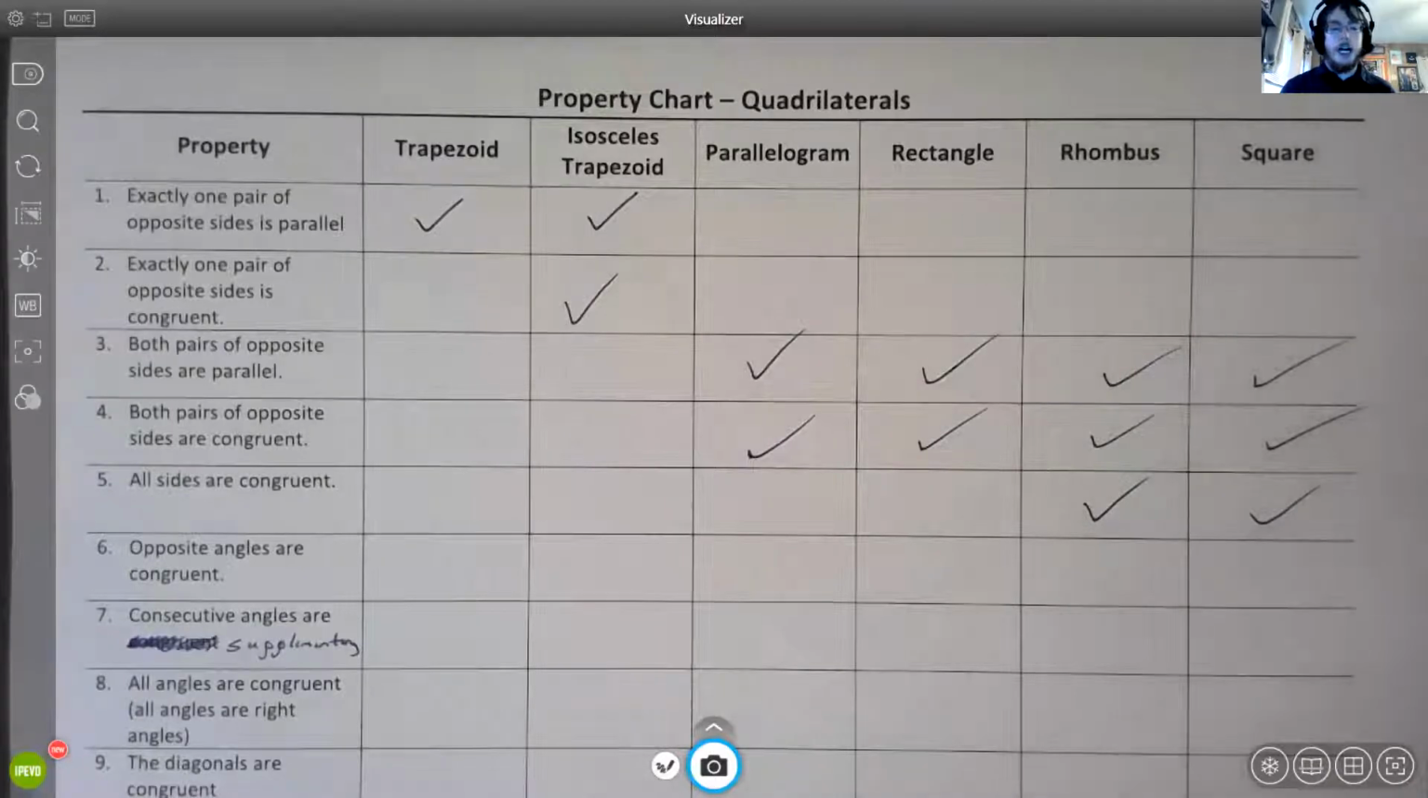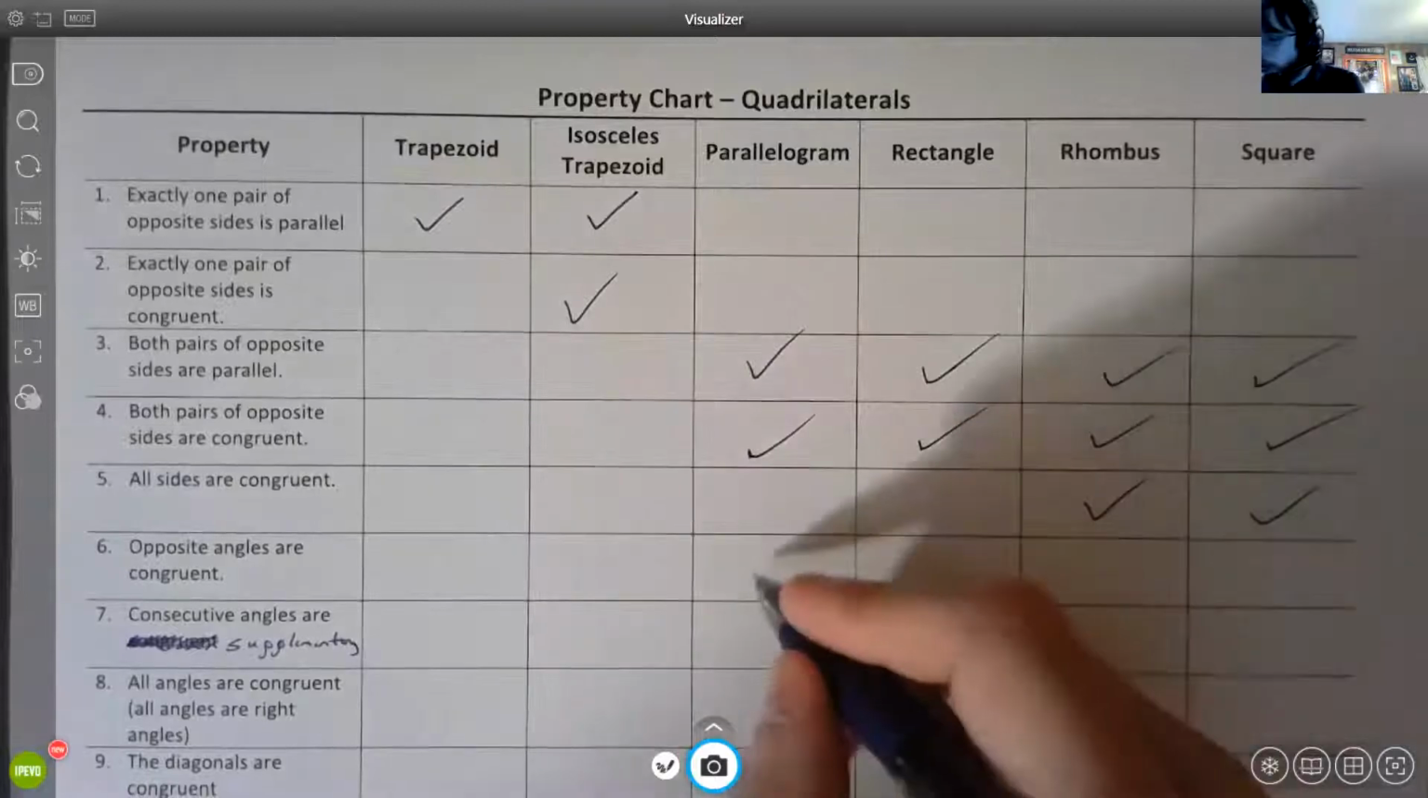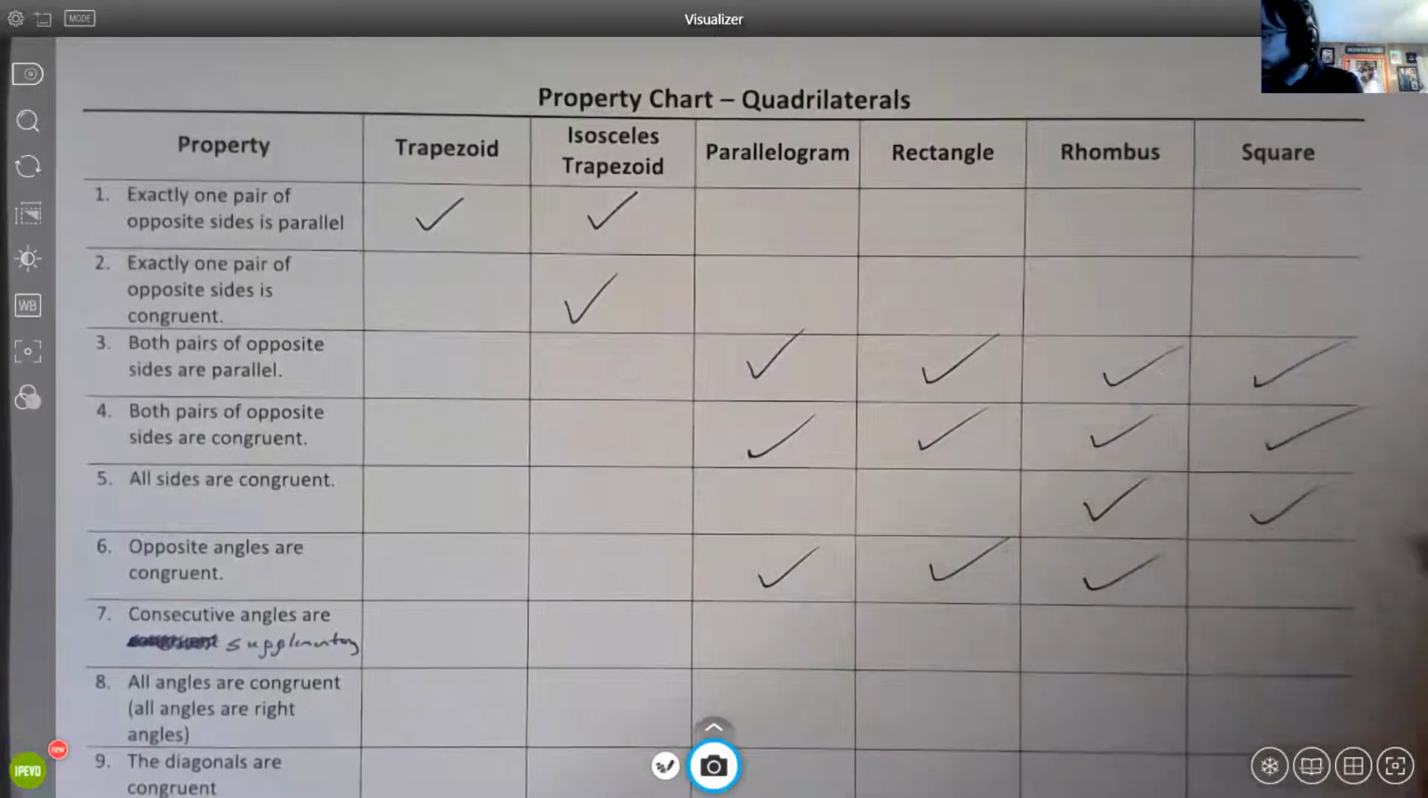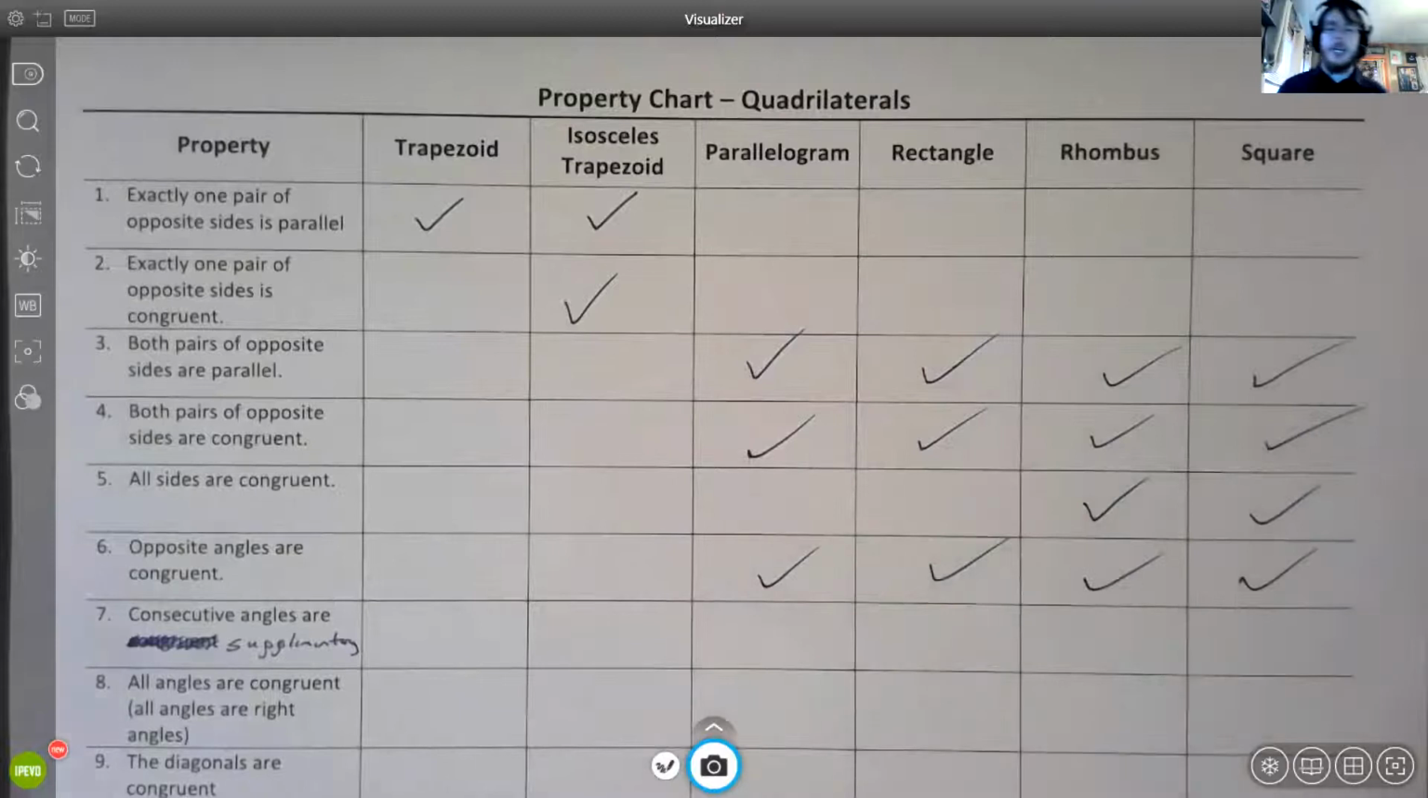Number 6, opposite angles are congruent. This is for the parallelogram onwards. Anytime you see a parallelogram, rectangle, rhombus, or square, the opposite angles are congruent. Okay, so opposite angles are congruent for parallelogram, rectangle, rhombus, and square.